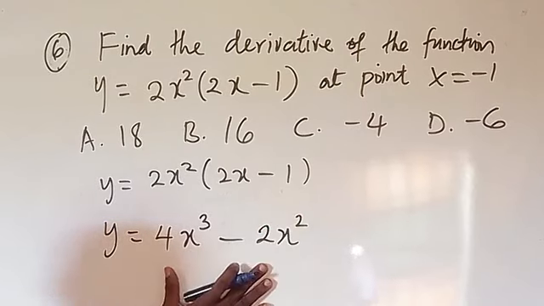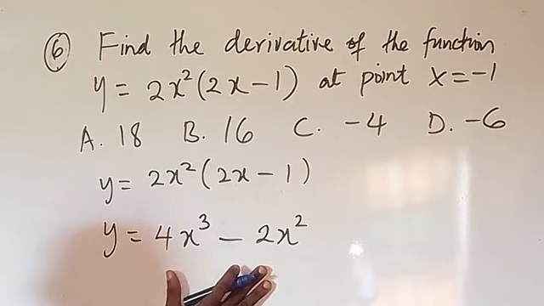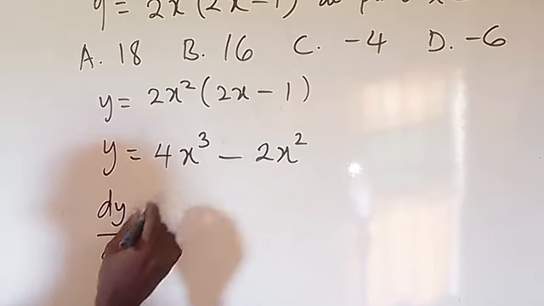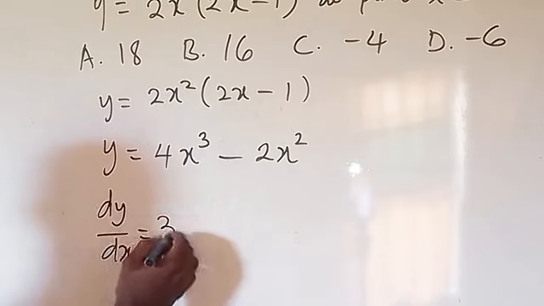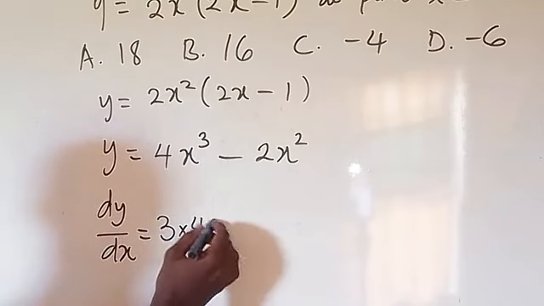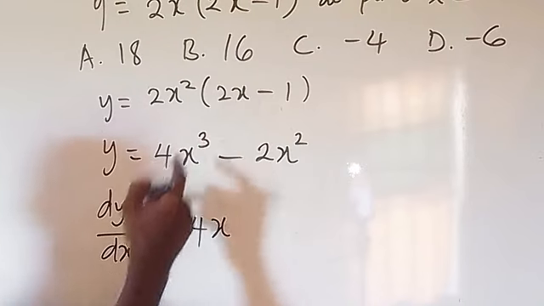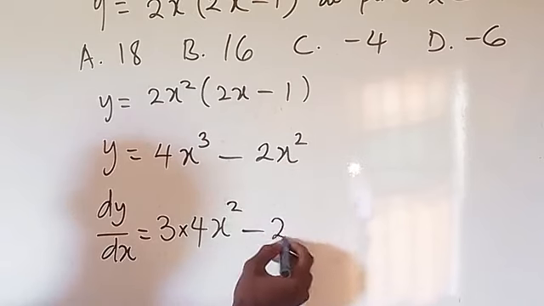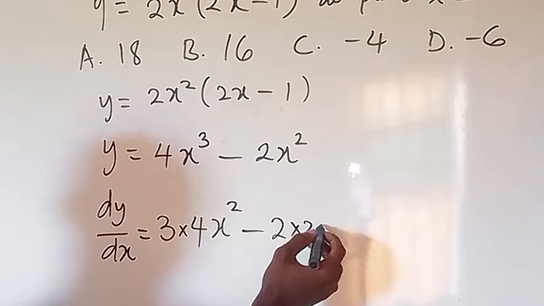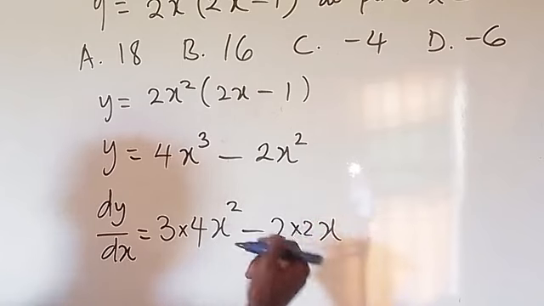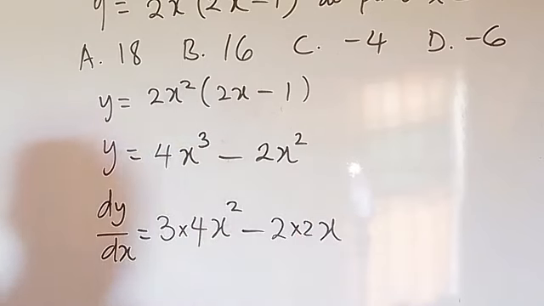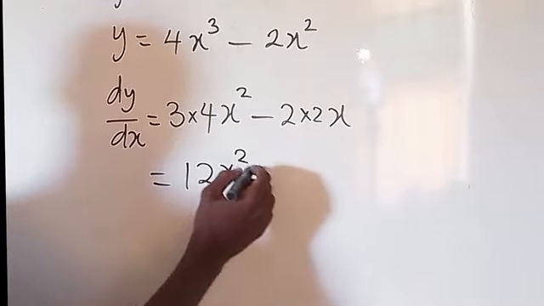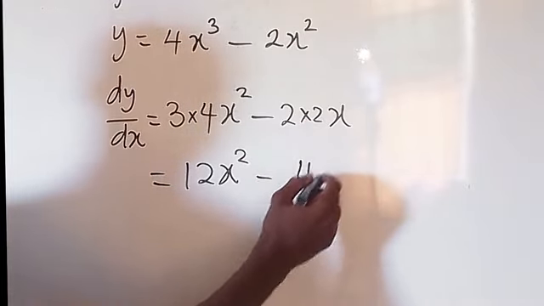Right? So now we can differentiate this directly. dy dx is going to be: for the x cubed, we multiply the 3 by the 4, then remove 1 from the power 3, we have 2. Then minus, we multiply 2 times 2, then remove 1 from the power 2, we have 1. So we have 3 times 4, that is 12x squared, minus 2 times 2, we have 4x.